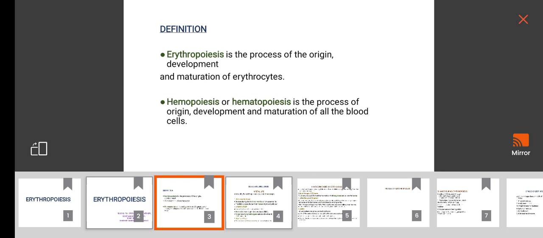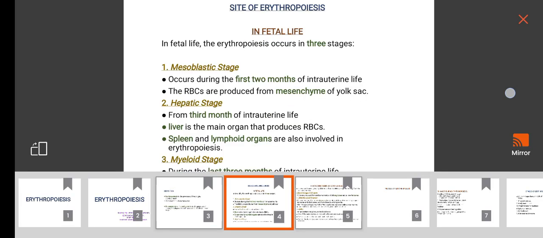Erythropoiesis, first we'll see about the definition. It is the process of origin, development, and maturation of erythrocytes or the red blood cells. Hematopoiesis is the process of origin, development, and maturation of all the blood cells. Erythropoiesis is just origin and development and maturation of erythrocytes.